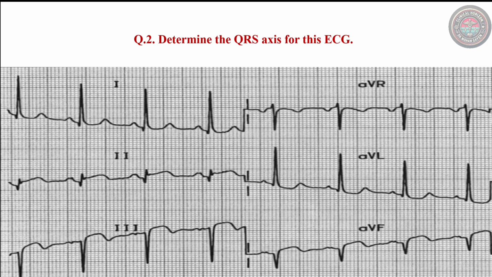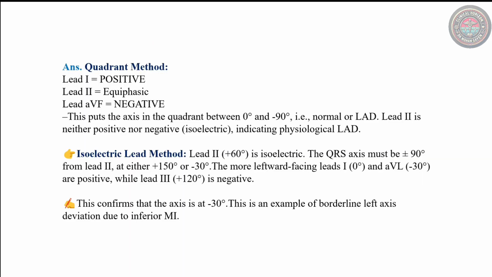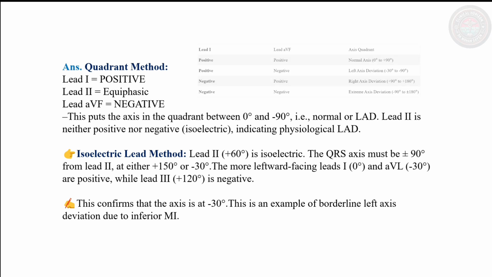disturbances. Case 2. An ECG is presented with the following findings. Lead 1 has a positive QRS complex. Lead 2 is equiphasic. Lead AVF has a negative QRS complex. What is the cardiac axis and what could be the possible cause? Let's go step by step. Step 1. Check lead 1. Since the QRS complex is positive in lead 1, the axis is still pointing leftward.